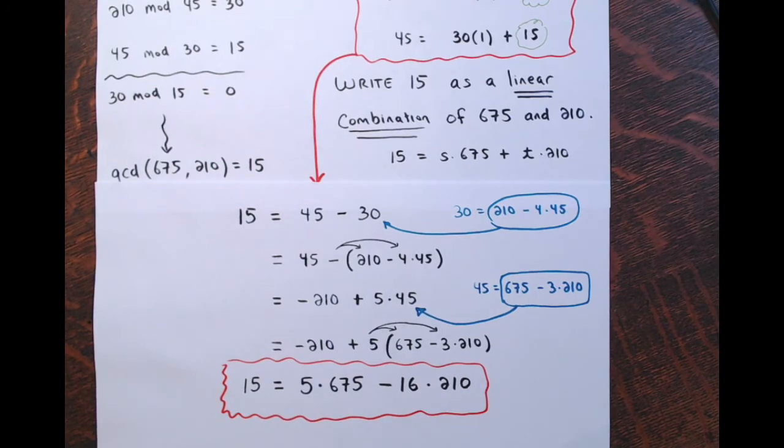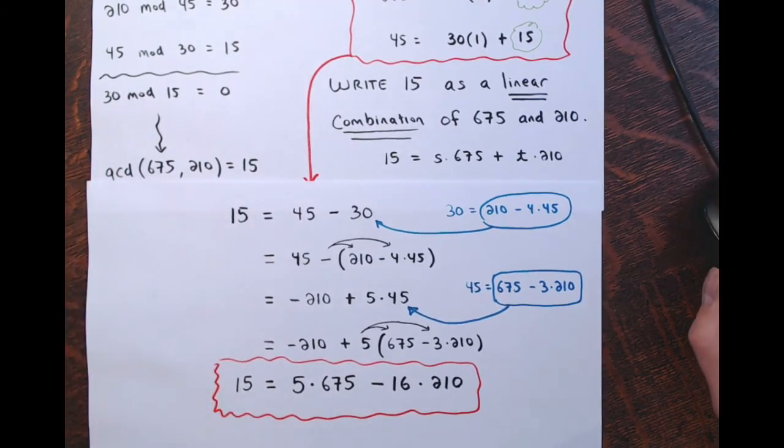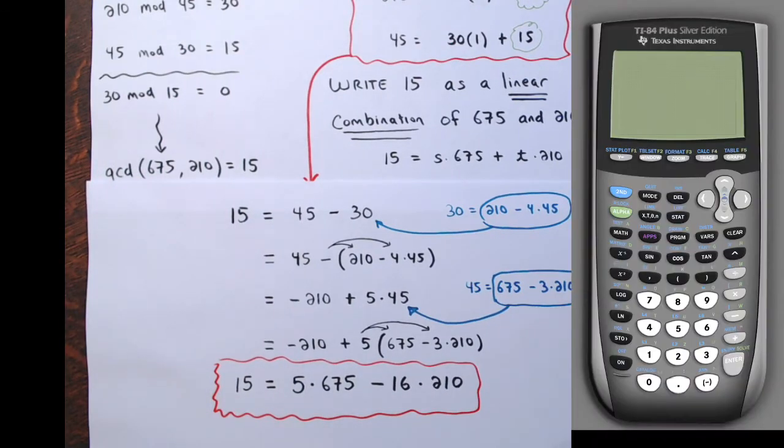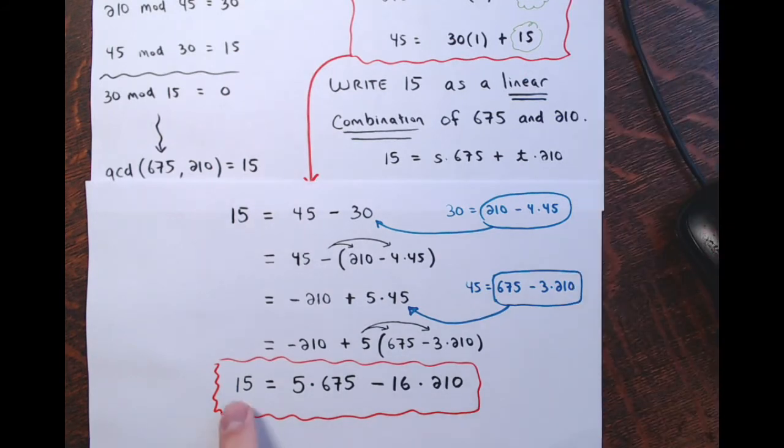All right. And we can double check. I'll pull up a calculator here just to really hammer it home, double check our work. Is 5 times 675 minus 16 times 210 equal to 15? And indeed it is. So I've done it. I've expressed my greatest common divisor of two numbers as a linear combination of those two numbers.